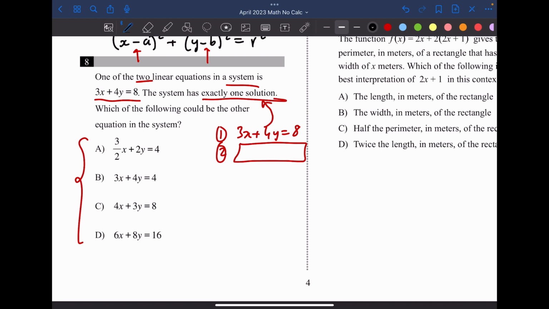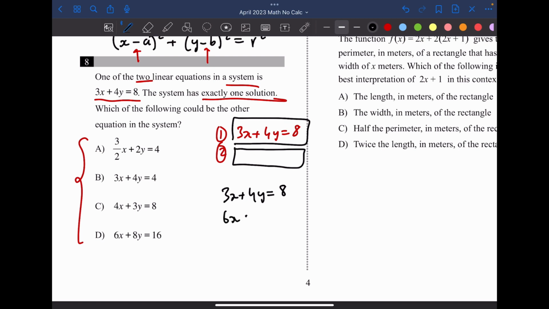So the first thing we have to know is, if you have a ratio between both equations, you do not have a solution. For example, if I told you 3x plus 4y is equal to 8, which we already know, and then I told you 6x plus 8y is equal to 16.